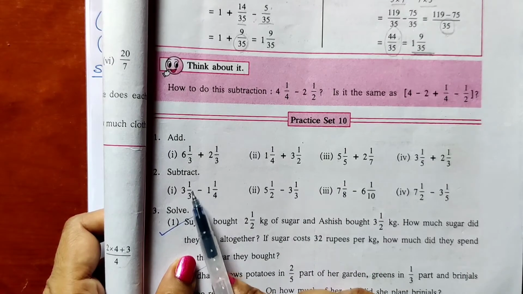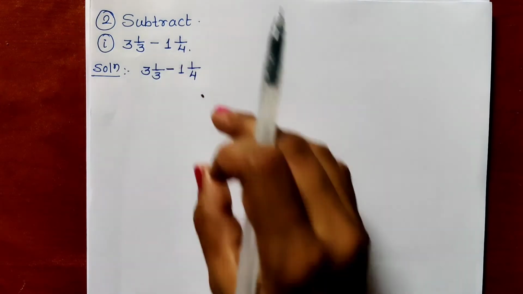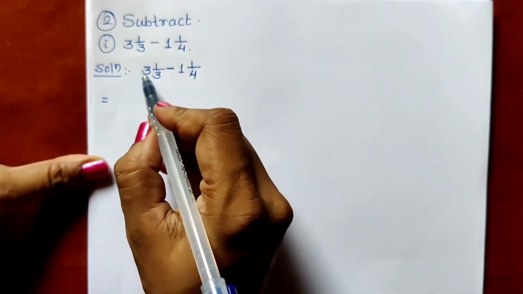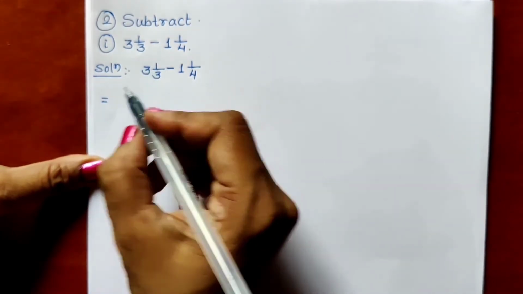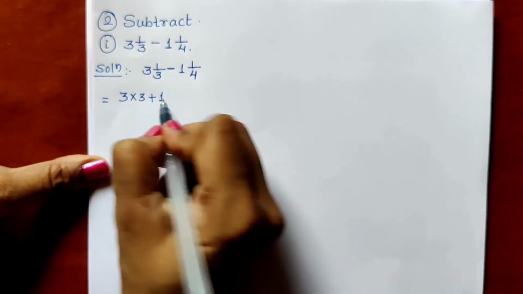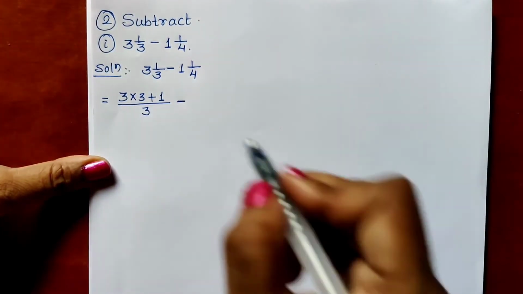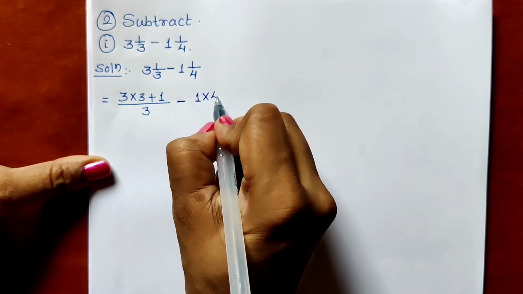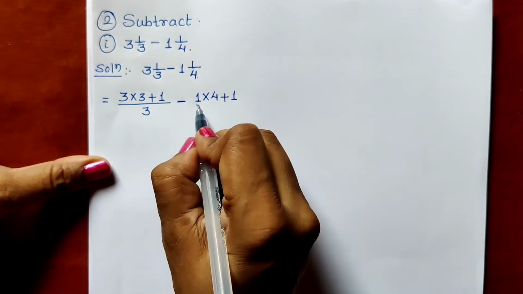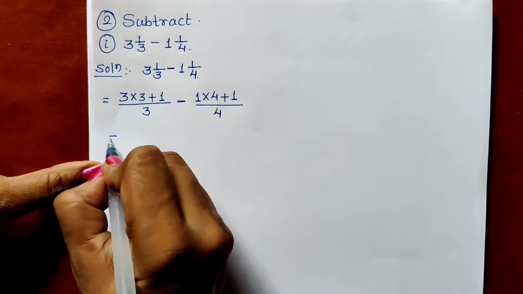First sum is 3 integer 1 upon 3 minus 1 integer 1 upon 4. Let us solve. I have written the question as it is. Now solve, applying the formula. Integer into denominator, that means 3 multiplied by 3 plus numerator is 1 upon denominator 3 as it is. Minus sign is there, so put the minus sign. 1 multiplied by 4, integer into denominator, plus this 1 as it is, and then upon 4 again as it is. Now do this calculation.